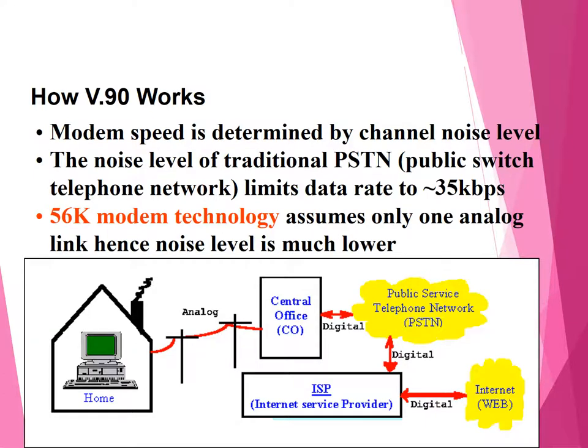How does V.90 work? Modem speed is determined by channel noise level. The noise level of the traditional PSTN, public switched telephone network, limits the data rate to 35 kbps. 56K modem technology assumes only one analog link, hence the noise level is much lower. Home, analog, central office CO, digital, public switched telephone network PSTN, ISP internet service provider, digital, internet.